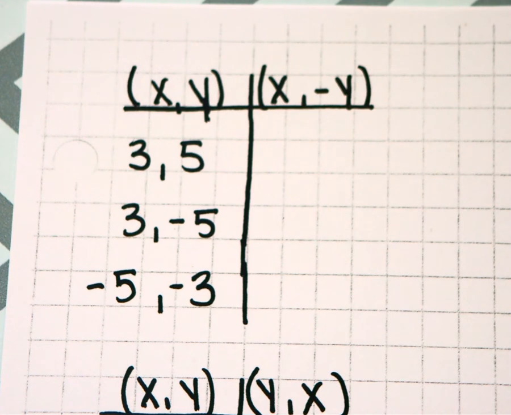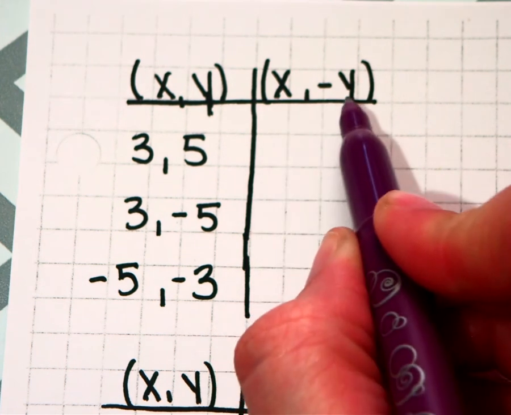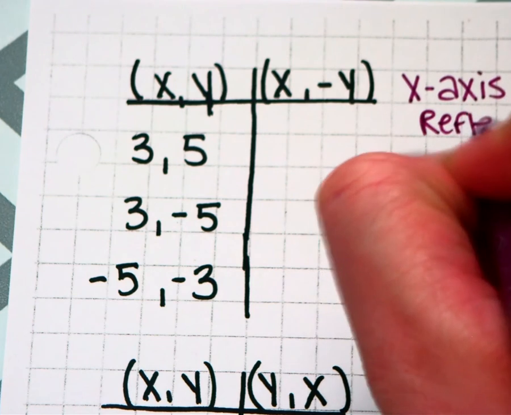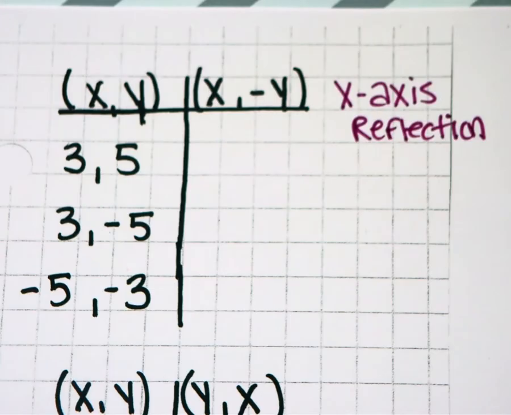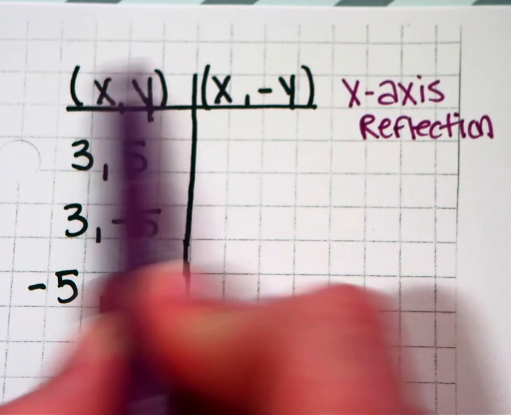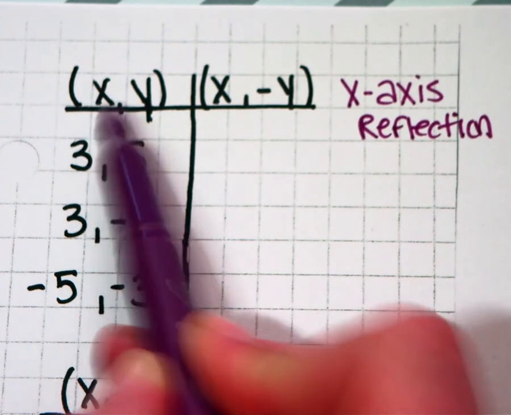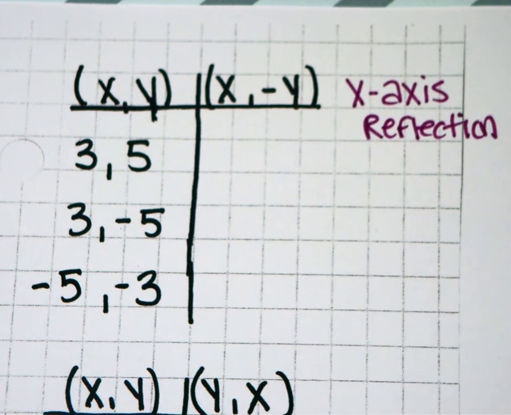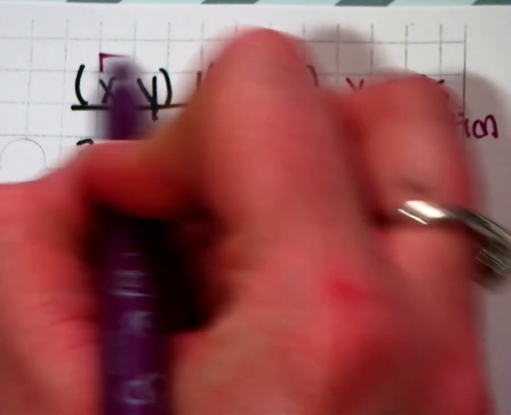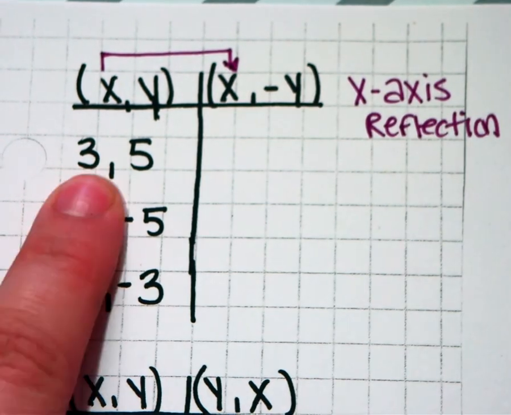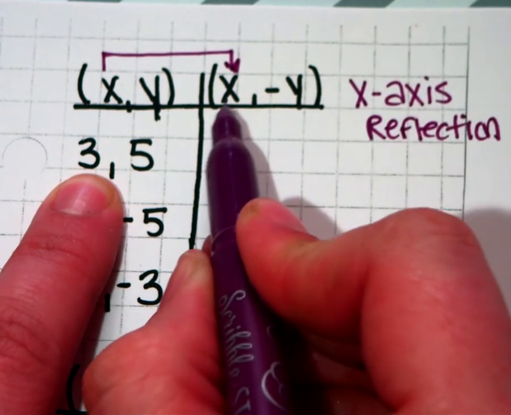So let's get started. This rule, x comma negative y, is an x-axis reflection. So this is the rule if I want to flip over the x-axis. We have a positive x and a change in y. The best way to do these problems is to just pay attention to this top part. Notice here we start with xy and the change is x comma negative y. What this means is my x values all stay the same because there's no negative in front of x. So whatever x started as, it's going to stay because there is no change.